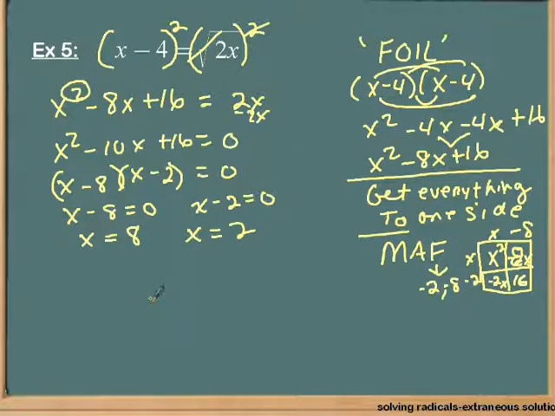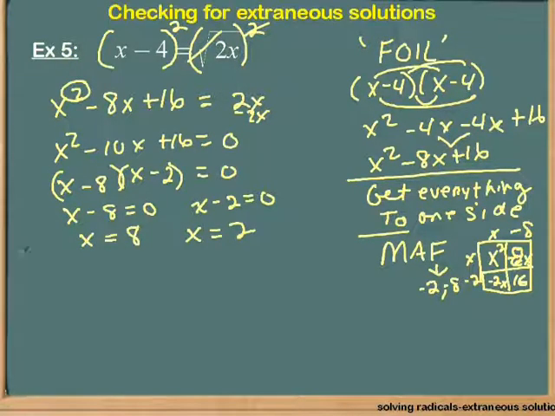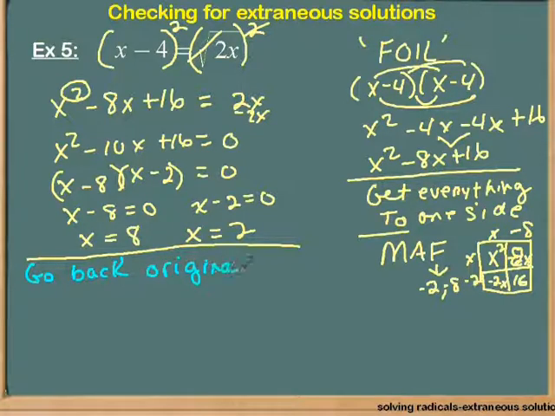And so it appears that I have two answers. The only problem here is that I have to check for what we call extraneous solutions. What that means is I have to go back to the original and check these. So get this in your notes that I have to go back to the original, and it must be the original equation, and check both answers. So that's what we're going to do right now.